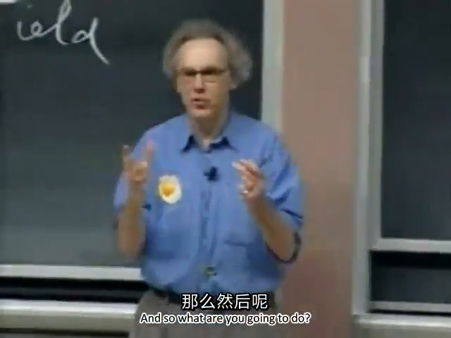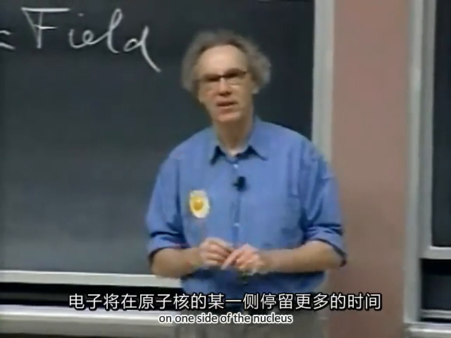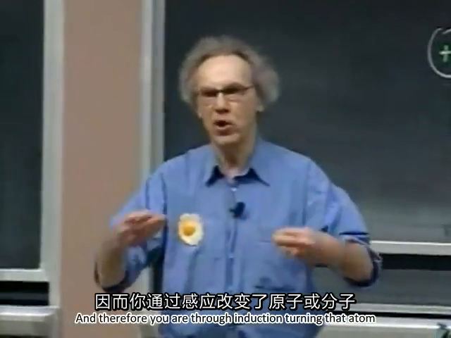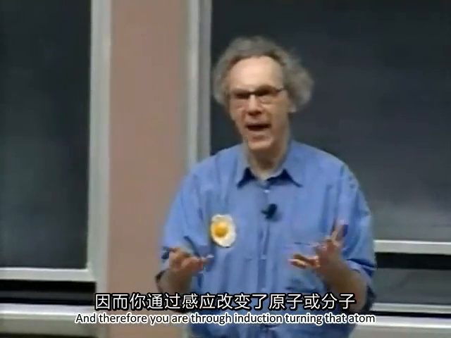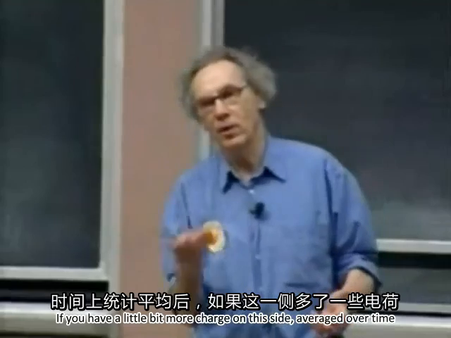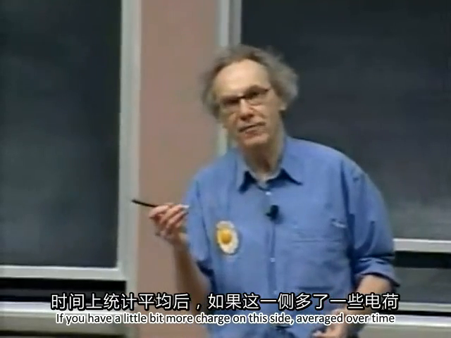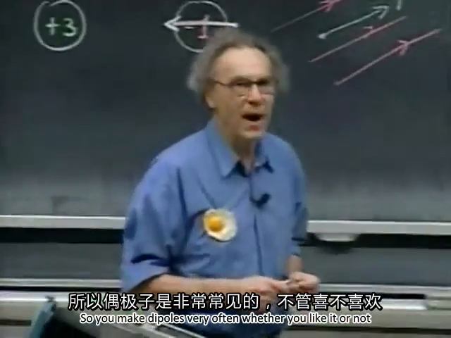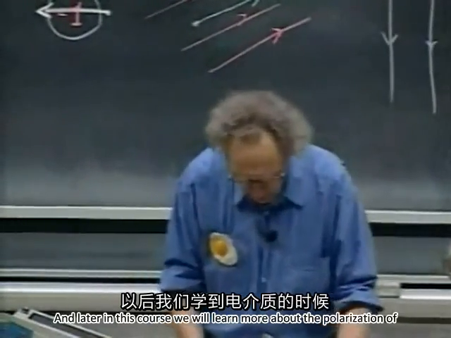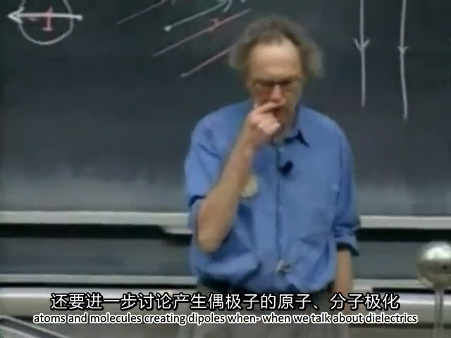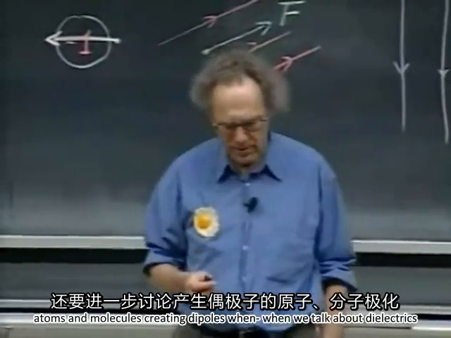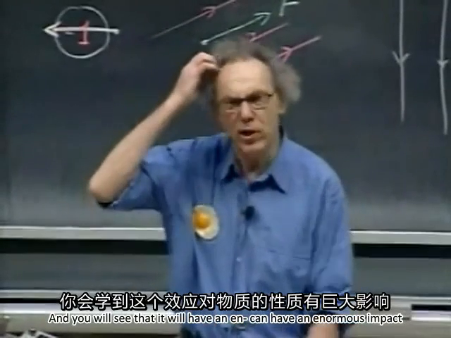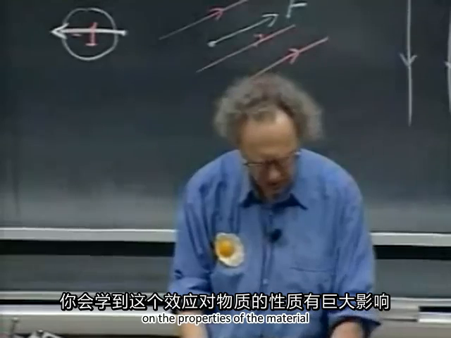And so, what are you going to do? The electrons will spend a little bit more time on one side of the nucleus than they would in the absence of that electric field. And therefore, you are, through induction, turning that atom, turning that molecule into becoming a dipole. If you have a little bit more charge on this side, averaged over time, you have the same amount of extra plus charge on that side, averaged over time. So you make dipoles very often, whether you like it or not. And later in this course, we will learn more about the polarization of atoms and molecules creating dipoles when we talk about dielectrics. And you will see that it can have an enormous impact on the properties of the material.